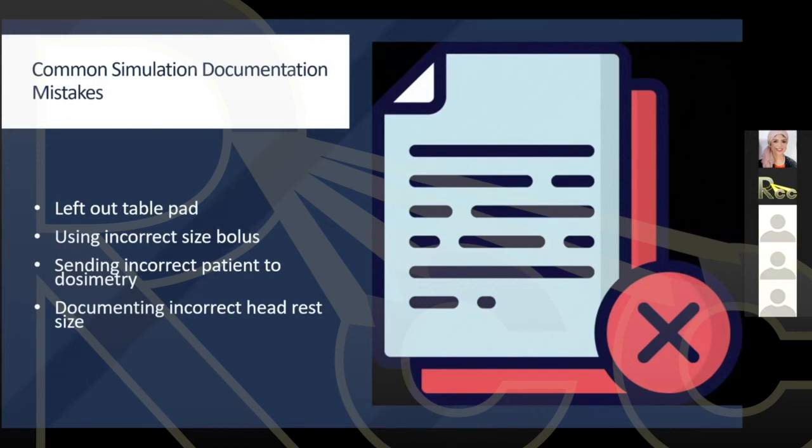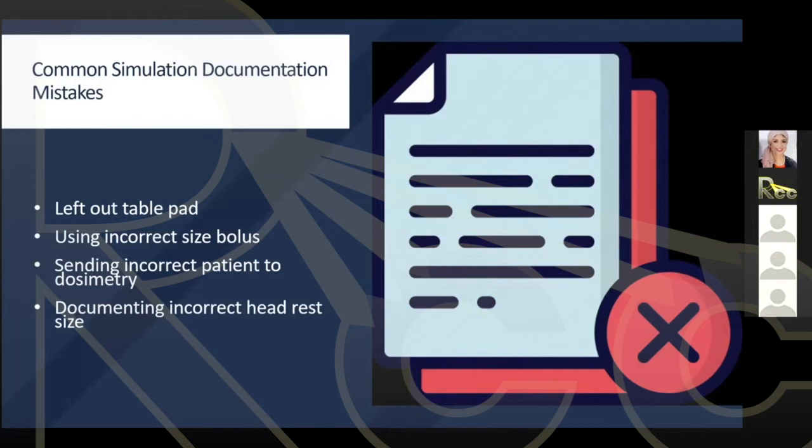If the incorrect bolus size was used or documented, so they come in different thicknesses, the bolus does. And if the incorrect size is used for a patient's treatment, that's effectively mistreating the patient. So you want to be very particular and accurate with your documentation.